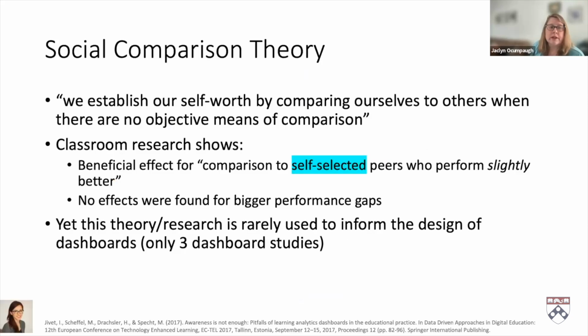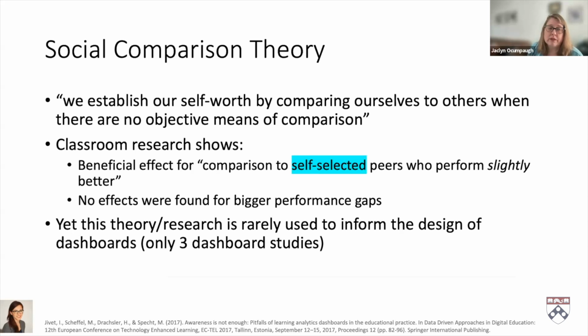So if you look at social comparison theory, it says that we establish our self-worth by comparing ourselves to others when there's no other objective means of comparison. And that's what's happened here, right? If we only give people how their peers are doing, then that's how they decide whether or not they're doing a good job. Now, classroom research shows there can be a beneficial effect for social comparison when it is a self-selected peer, right? So someone you like that you've picked out yourself who performs slightly better. Right? But no effects were found for bigger performance gaps.